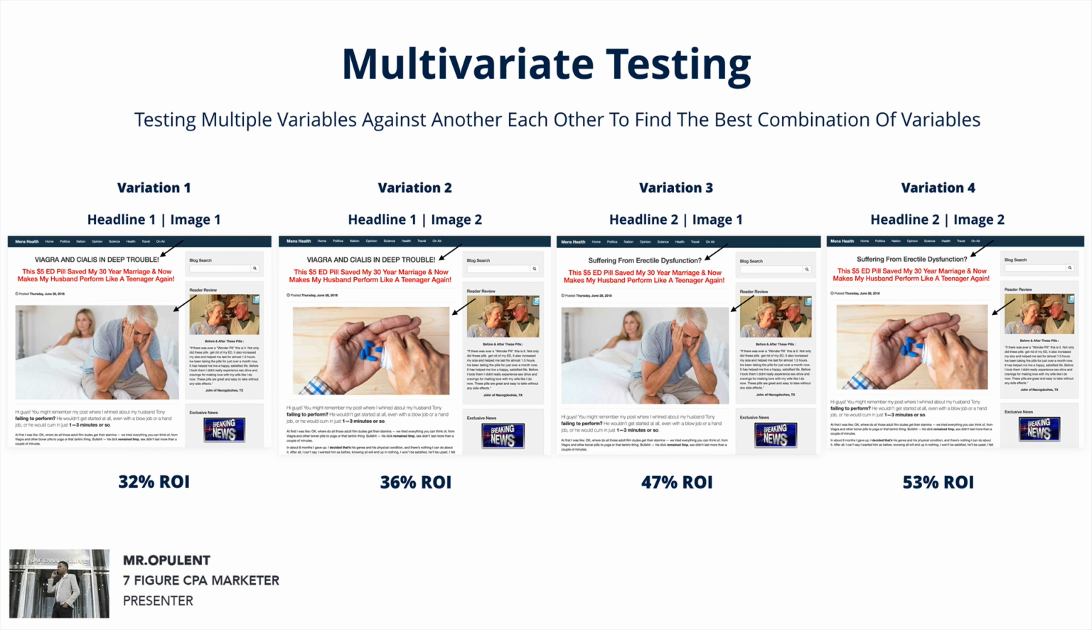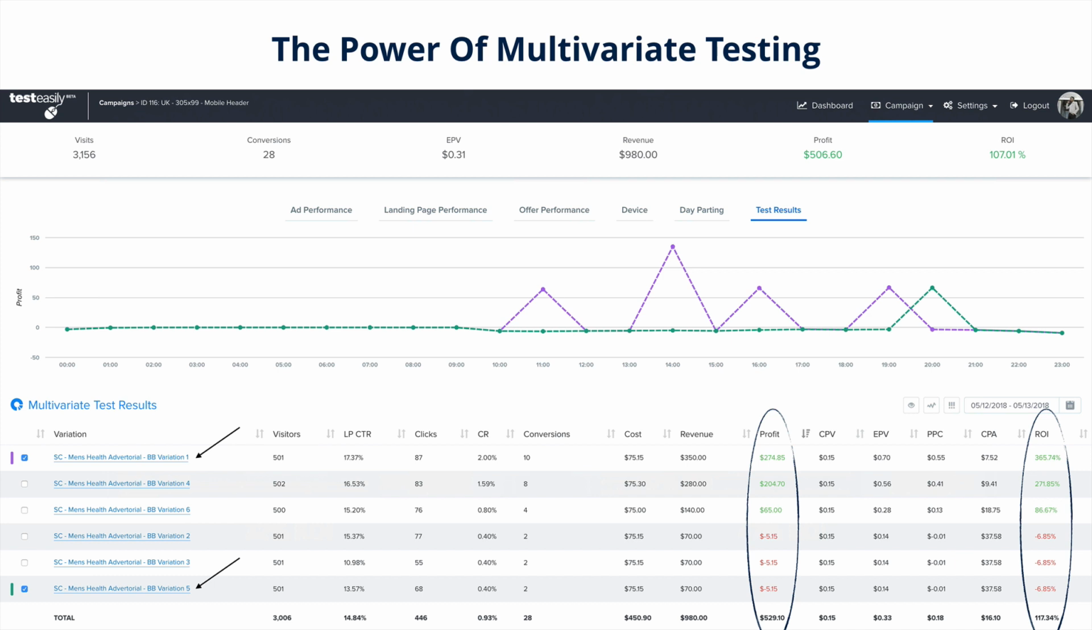So for example, variation 1 might do a 32% ROI. Variation 2 might do a 36% ROI. Variation 3 might do a 47% ROI, and variation 5 might do a 53% ROI. Then we send all of our traffic to all these variations. Once we've got some statistically significant data, we focus on sending the rest of the traffic to the best performing variation and absolutely crush it that way. Okay, so again, multivariate testing is huge. One variation could be the difference between a profitable campaign and a non-profitable campaign.